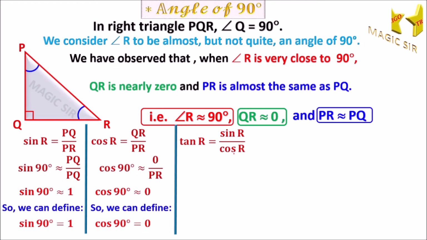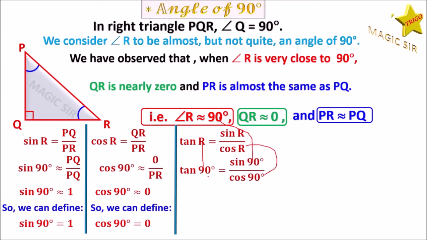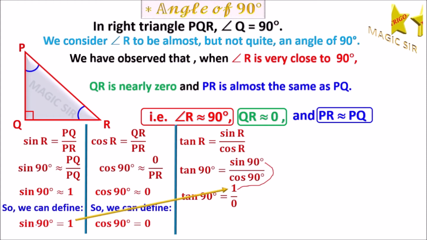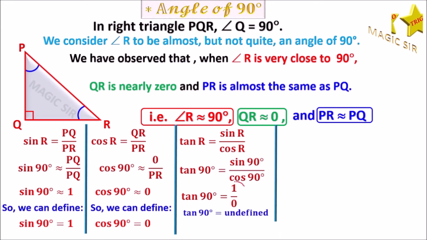Now tan R is equal to sin R upon cos R. But we have angle R is approximately equal to 90 degrees. So we put R equal to 90 degrees. So tan 90 degrees is equal to sin 90 degrees upon cos 90 degrees. But we know that sin 90 degrees is equal to 1 and cos 90 degrees is equal to 0. So we have tan 90 degrees is equal to 1 upon 0. But we know that division by 0 is undefined. So we can say that tan 90 degrees is undefined.